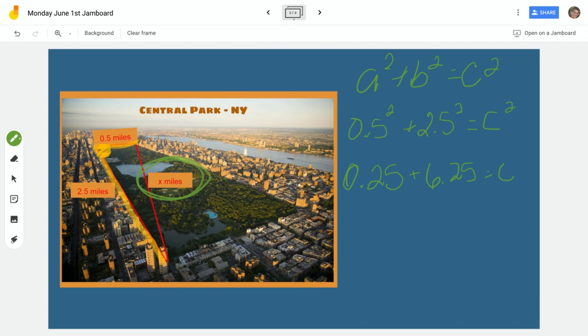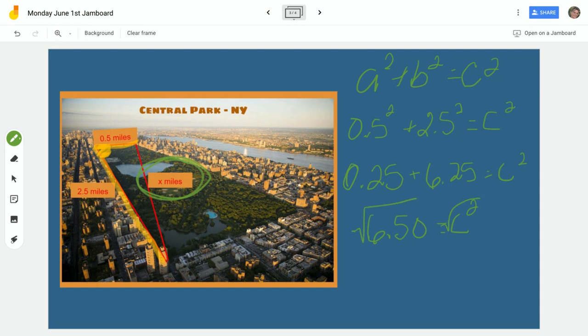And that is equal to c squared. And at this point, we need to add these two together. So basically, I look at this as 25 cents plus $6.25 is going to get me 6.50, which equals c squared. Now, again, we can't just leave it like this because I don't want to solve for c squared. I want to know what c is. So if that's the case, I need to make sure I take that square root.